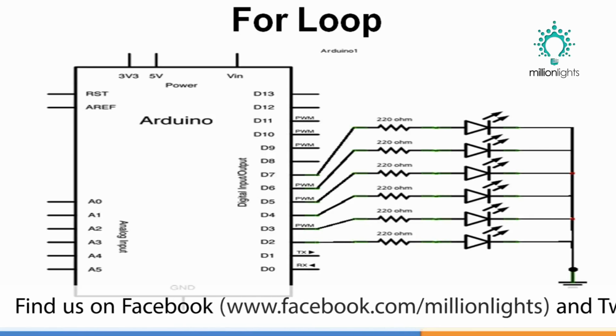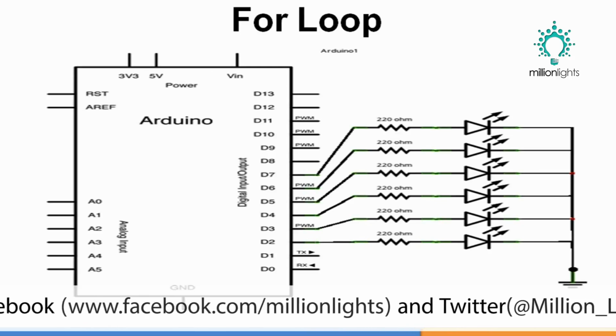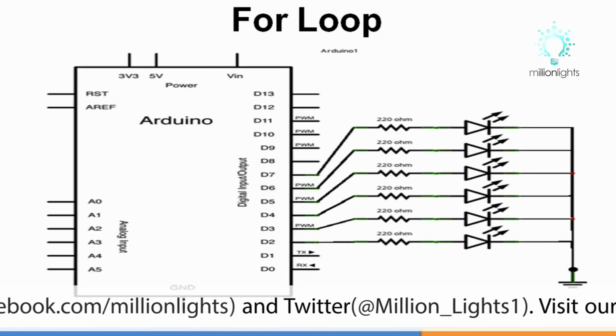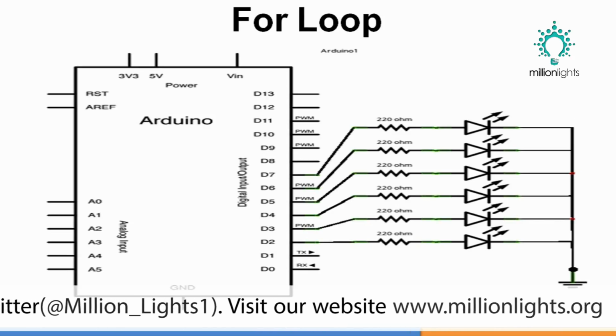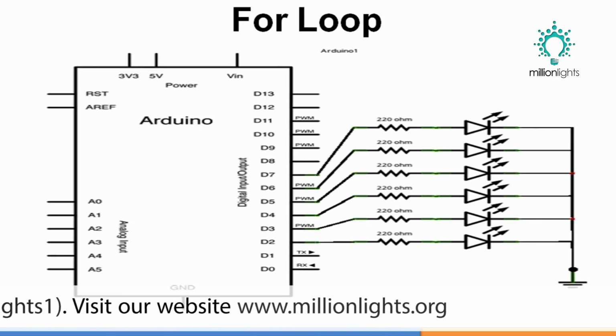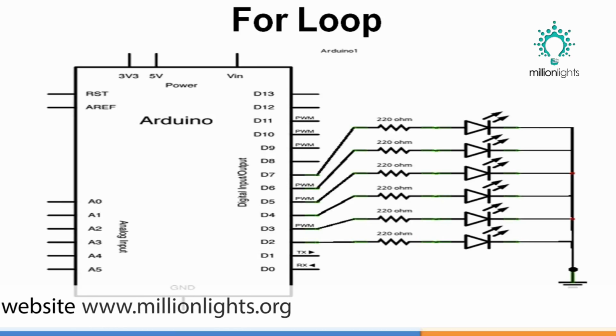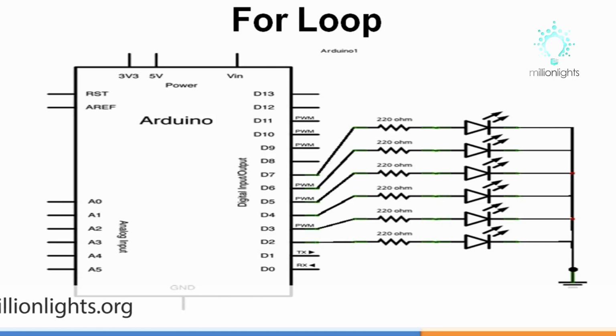You can use a 220 ohm resistor if you want. I am not using it because it will simplify the connections. Then all the cathodes are clubbed together and connected to ground. Pins number 0 and 1 are not used because they are for serial communication, transmission and reception. The circuit is quite simple: just connect the LEDs to the pins, then we'll see the code and upload it. Now first let's start building the circuit.